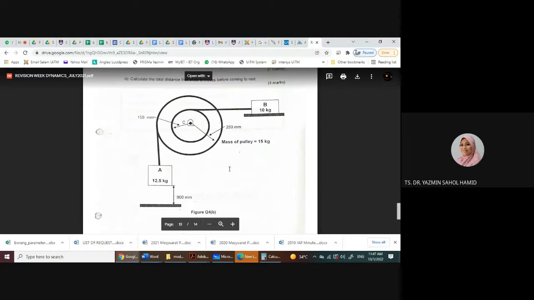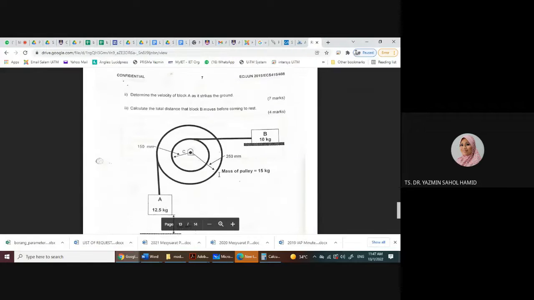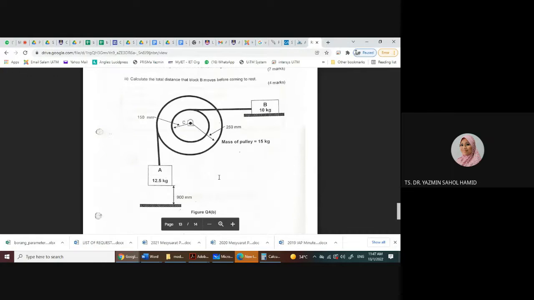In your notes, can you draw this? I'll just read the question out. Figure question 4 shows a double pulley, having a total mass of 15 kilograms. So the pulley is 15 kilograms, and has a central radius of gyration.